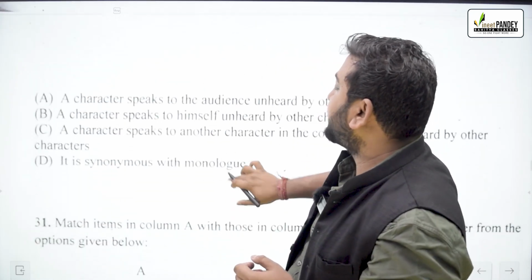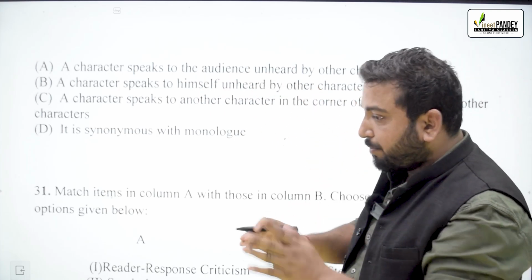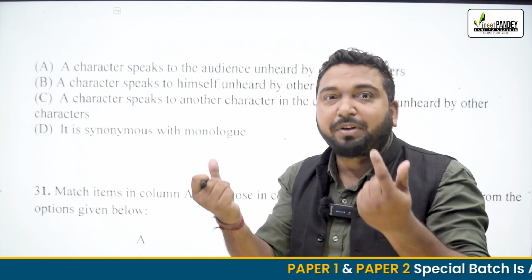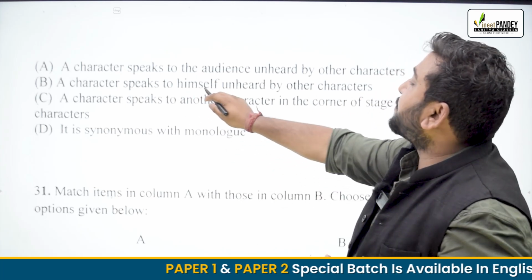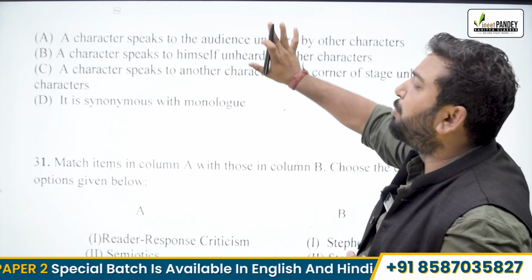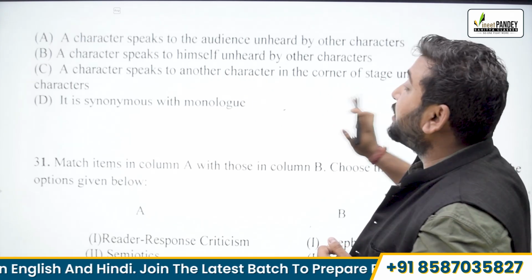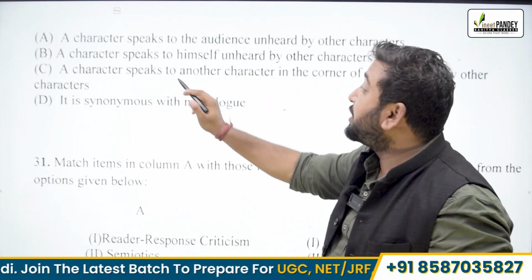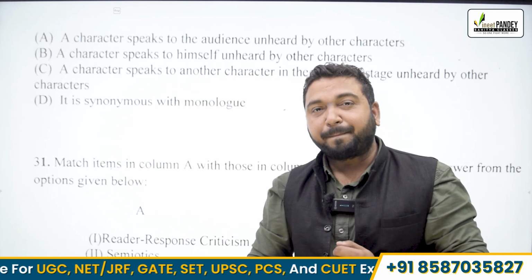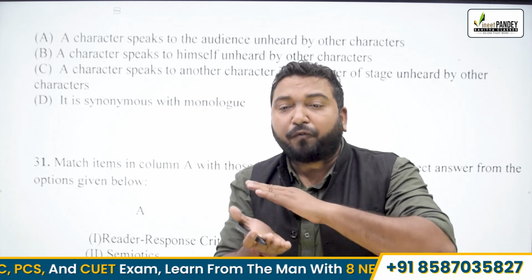So let's go for the options. A character speaks to the audience unheard by the other characters. Yes, but it is not a direct address to the audience. The audience listens to it like a game, so they laugh. A character speaks to himself unheard by the other characters. Yes, somewhere it's correct. Somewhere A and B both are correct. A character speaks to another character in the corner of the stage unheard by the other characters. Again wrong, because it does not speak to another character. It is synonymous with monologue. Now, C is completely wrong. Remember my method of paper solving? Go for the wrongest answer.